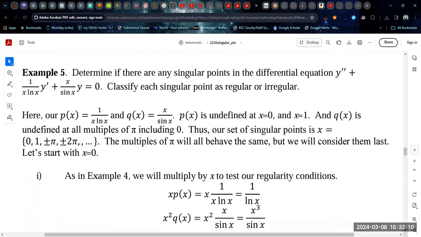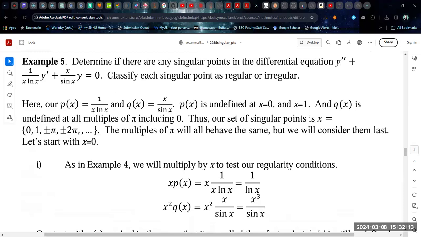Now, let's consider one additional example. Again, we have this second order equation in standard form, and now our denominators are x, log x, and sine x in our two cases. So p is 1 over x log x, and q is x over sine x. Now, p of x is going to be undefined at x equals 0 because of the x, and at x equals 1. And q of x is going to be undefined on all multiples of pi. We can ignore negative multiples of pi because log is not defined anywhere for values from 0 to negative infinity.